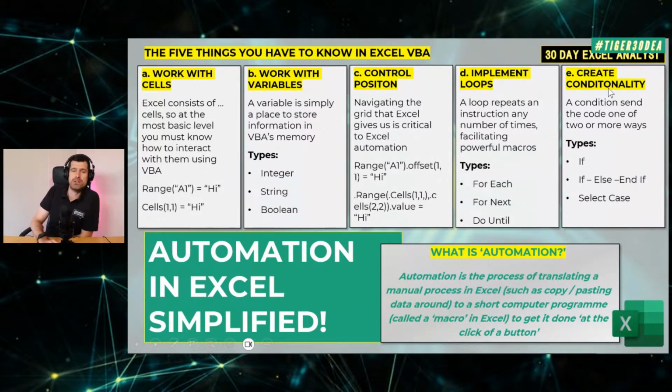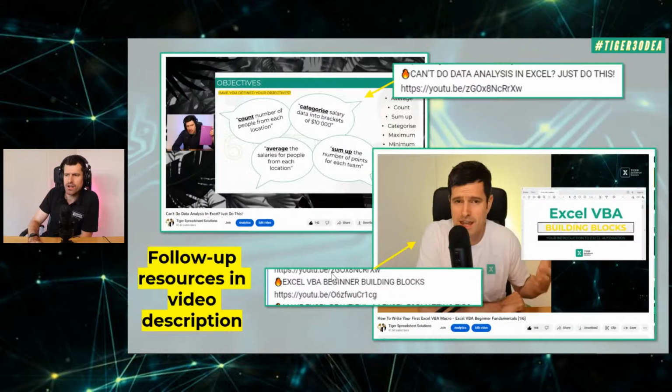So conditionality means using an if statement to send the code one of 2 ways. If this is happening, we're going to do this. If this isn't happening, we're going to do that. So these are the 5 main areas of VBA that you're going to have to cover, developing confidence in order to automate your processes with Excel VBA. So that was just very light coverage there of automation.